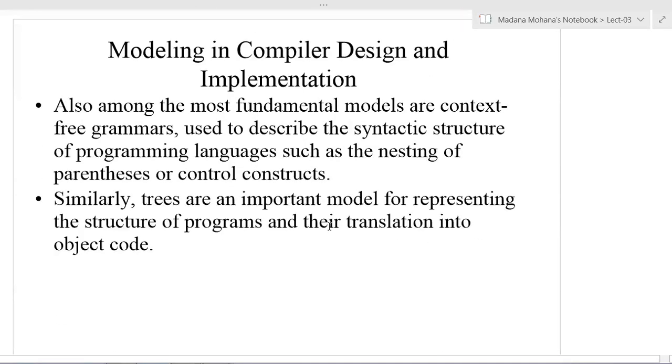There are some other models that we will also use here. Also among the most fundamental models are context-free grammars.